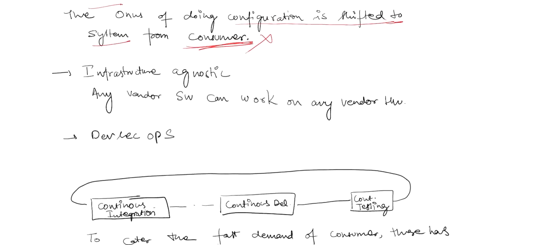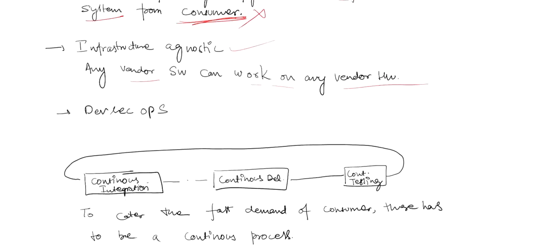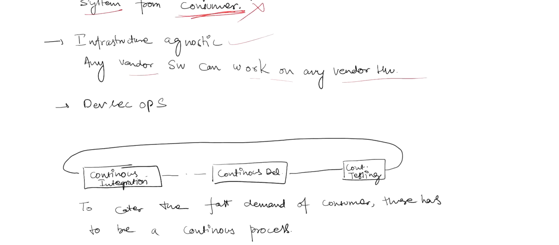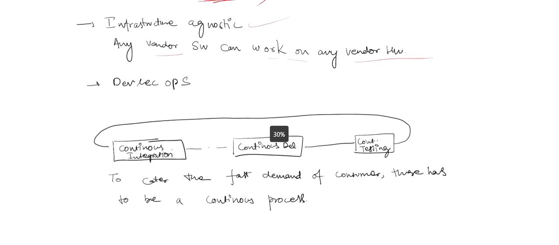The next is infrastructure agnostic. As I already said, any vendor software can work on any vendor hardware. That is infrastructure agnostic. So the cloud should be infrastructure agnostic for flexibility.